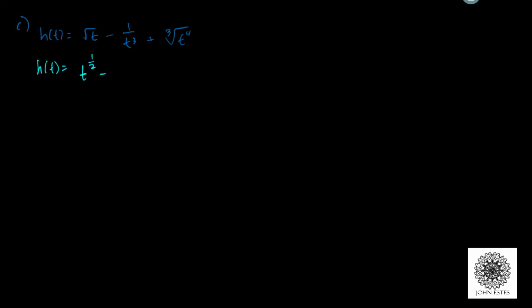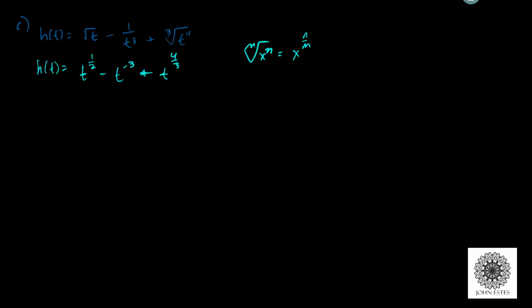Another thing we need to be comfortable with is if I don't like things in the denominator, I can bring it up to the numerator and just make the exponent negative. So this is t to the negative 3 power. And lastly, a more general version of the square root, we have the cube root of t to the fourth. So as a rule, the nth root of x to the m is the same thing as x to the m over n power. So this here is t to the 4/3 power.